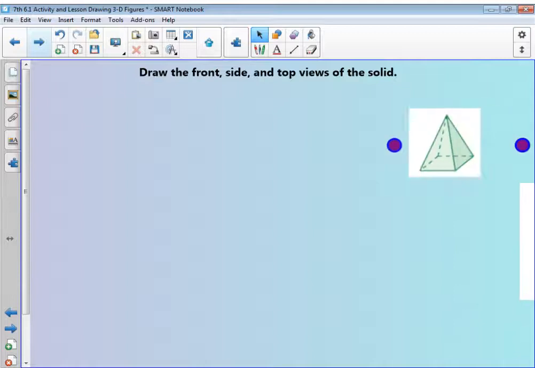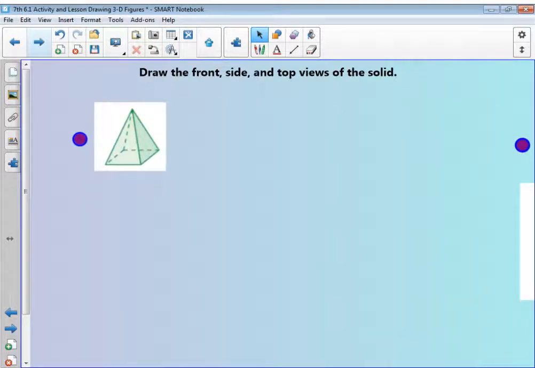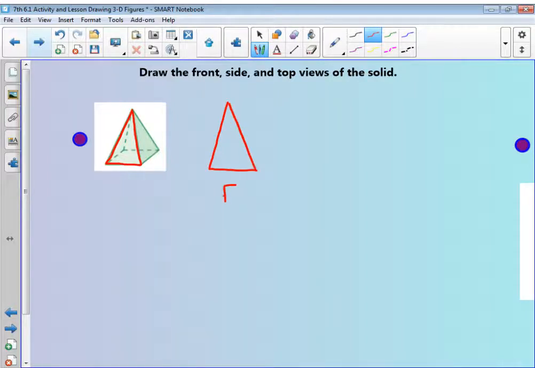So let's try another one. So this time we've got this pyramid, and this would be a rectangular pyramid because the base is a rectangle or a square. So from the front, what would it look like? Well, I would see a triangle. If I just saw it straight on and not from an angle, I would just see a triangle from the front. So this is my front view.